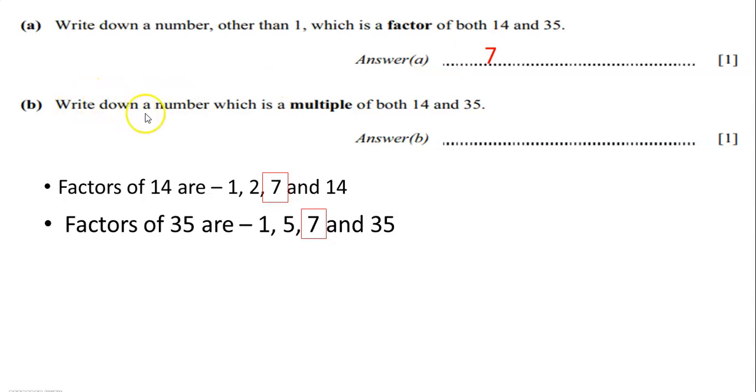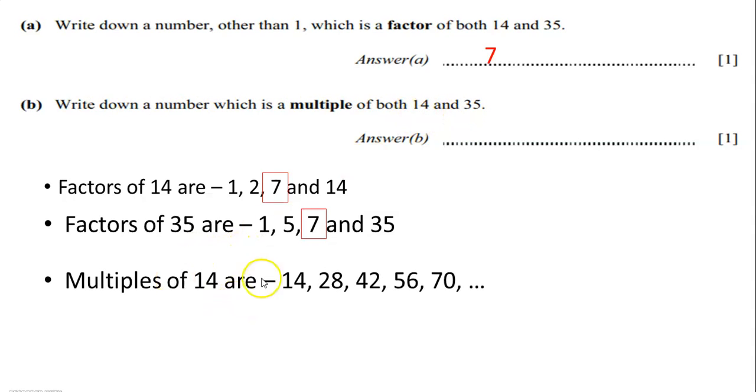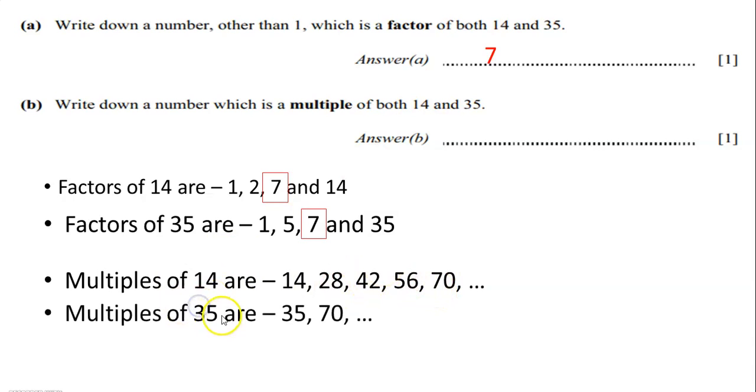Question B: write down a number which is a multiple of both 14 and 35. Now the multiples of 14: we multiply 14 times 1 is 14, 14 times 2 is 28 and so on. And then for 35: 35 times 1 is 35, 35 times 2 is 70 and so on. Now if you look at this list, a number which is a multiple of both 14 and 35 is 70. So 70 is the answer.